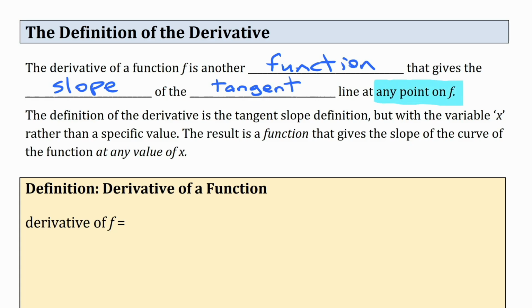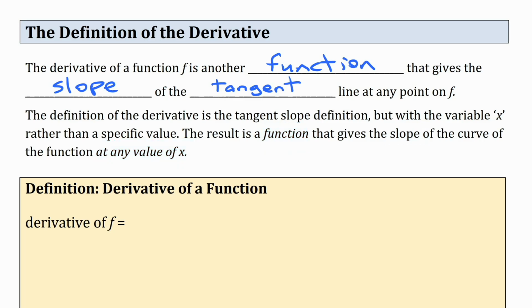The derivative of a function is another function that gives the slope of the tangent line at any point on the function. This looks a lot like what you've, I'm assuming, seen before, which is the tangent slope definition. But the big difference here is we're leaving the variable as x rather than a specific value. In the past, you've likely found the slope of a tangent line at one particular value, and what you get is a number, a value at the end, but here what's going to result is a function, and that function gives the slope of the curve at any value of x.